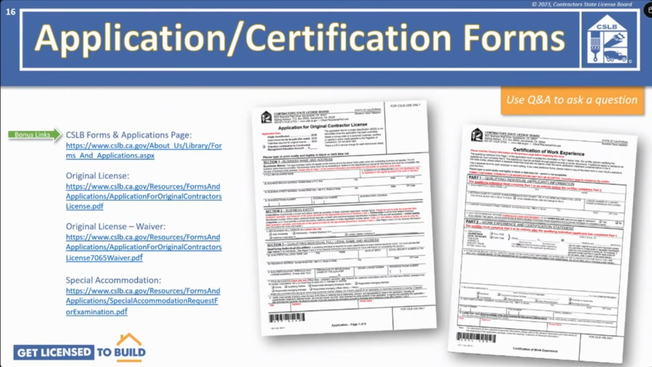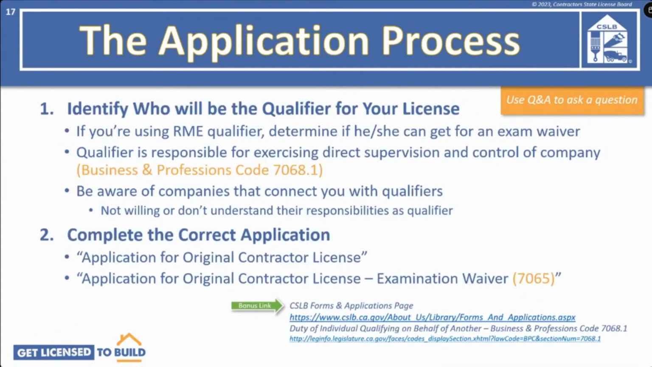If you're using an RME, or a responsible managing employee, as your qualifier, determine if he or she can qualify for an exam waiver. Be aware of companies you pay to connect you with a licensed qualifier. In some cases, these qualifiers cannot exercise the direct supervision needed, or they aren't willing or don't understand their role as a qualifier. Next, make sure you complete the correct application. There are two options: application for original contractor's license and application for original contractor's license examination waiver. We've got links to both at the bottom of the page.